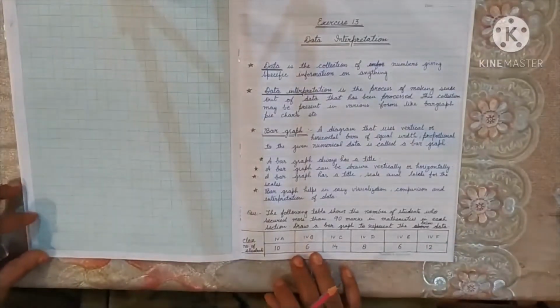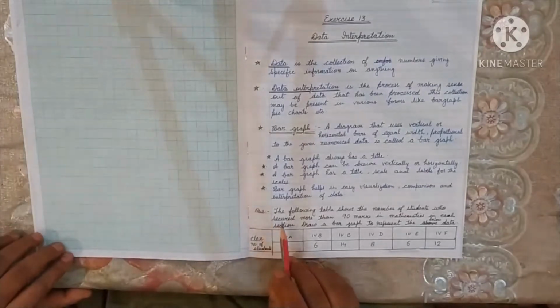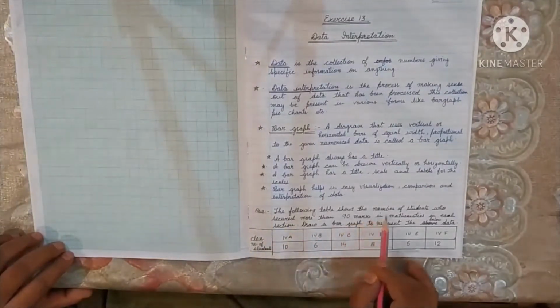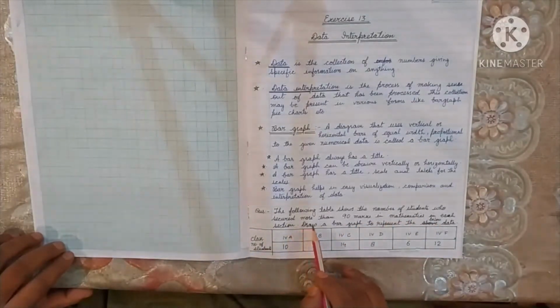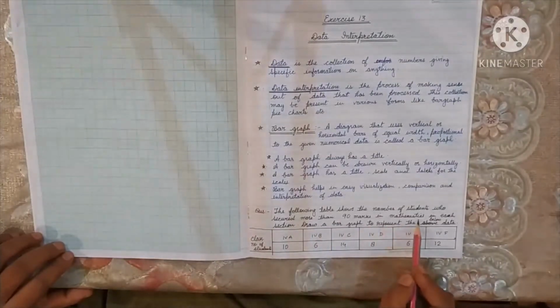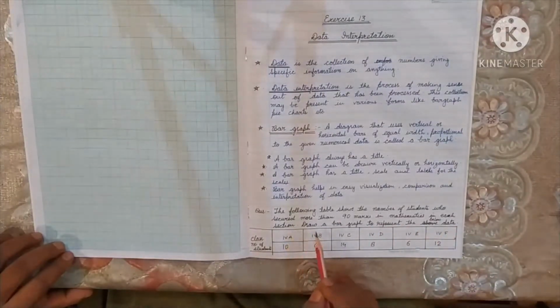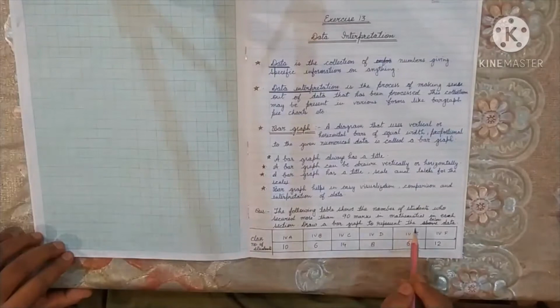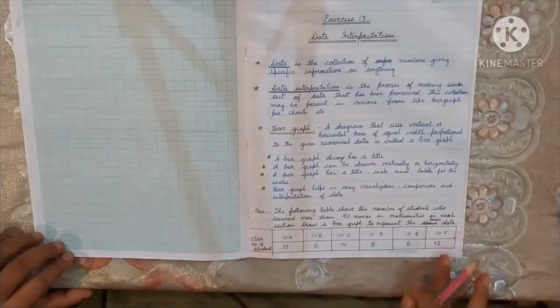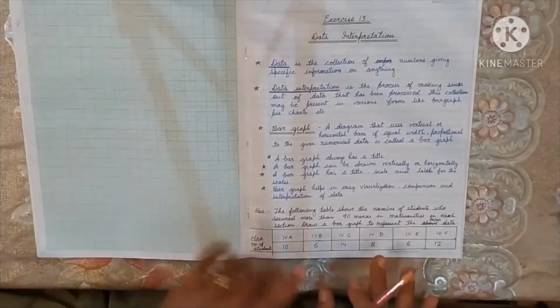Now we are going to start how to draw the bar graph. The question is: the following table shows the number of students who secured more than 90 marks in mathematics in each section. Draw a bar graph to represent the below data. This data is given here and we have to draw a bar graph to represent it.